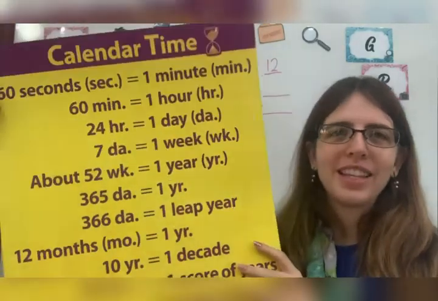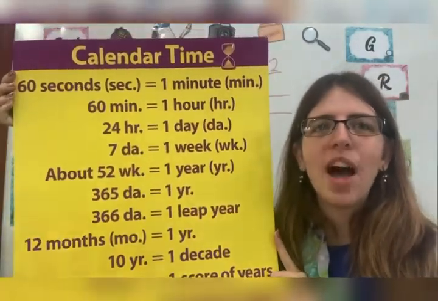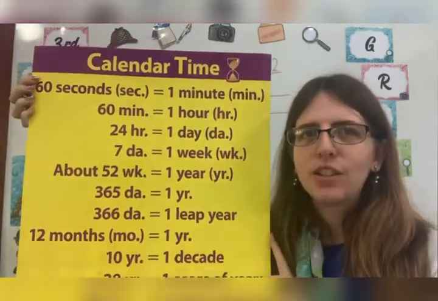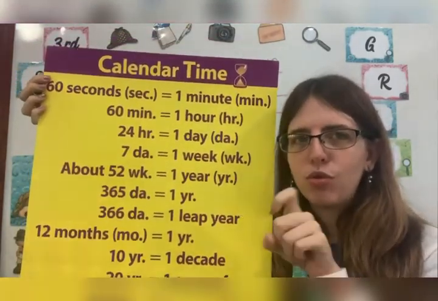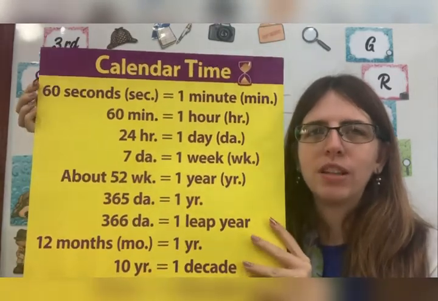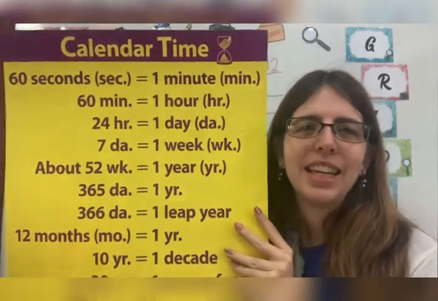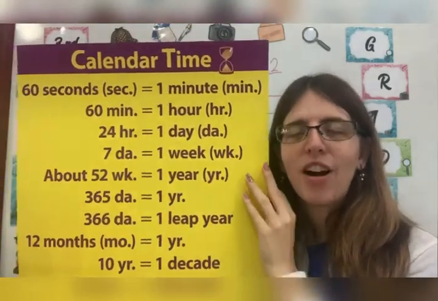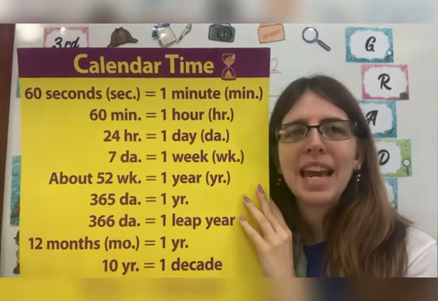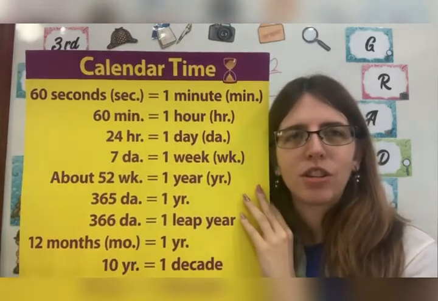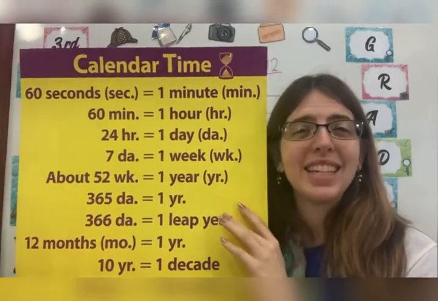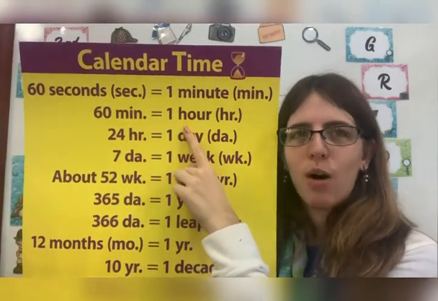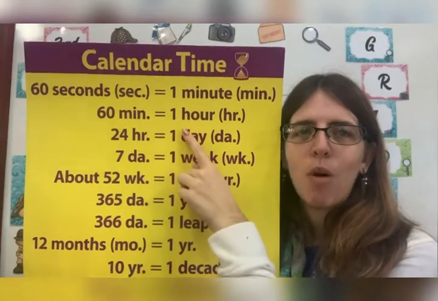So the first one is that there are 60 seconds in 1 minute. So that's the little hand that goes around your watch really, really fast. That's the second hand. 60 seconds in 1 minute. The big hand on a clock, that one is the minute hand. And when it goes around your clock, it ticks around 60 times because there are 60 minutes in 1 hour. So 60 minutes in 1 hour.